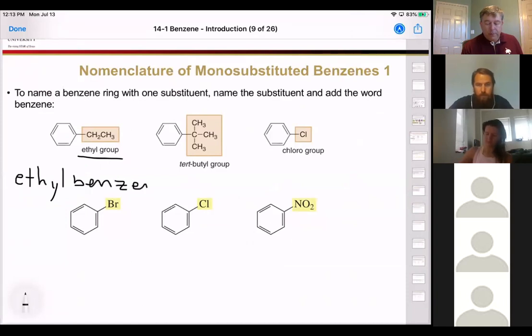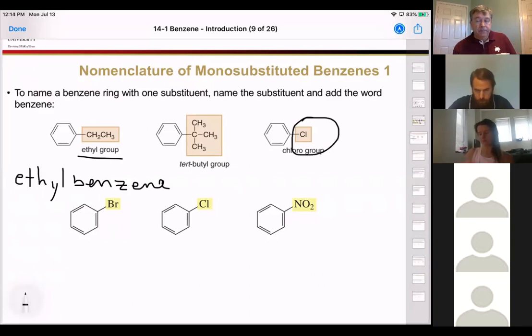All one word, no space, no hyphens or anything like that. And so if you have the tert-butyl group on there, it'd be tert-butylbenzene. And if you have a group on it that does not change the name, and we'll talk about that in the next slide, then you just add whatever that group is and the word benzene. So in the case of this, this would be bromobenzene.